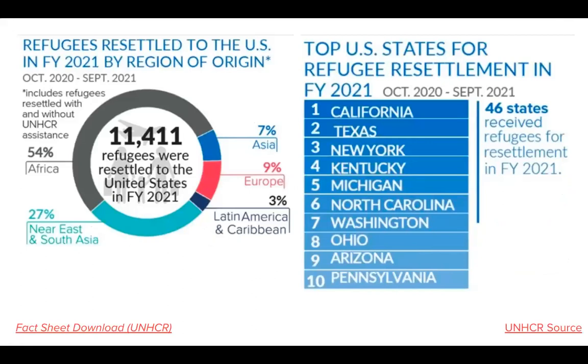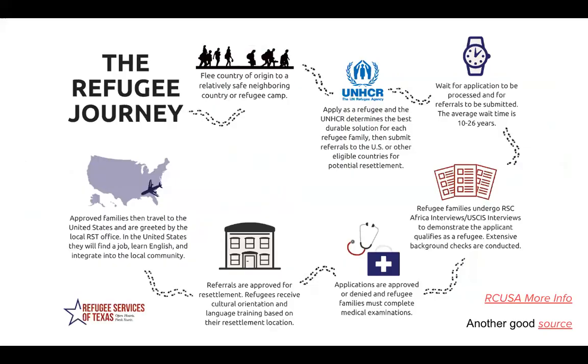All right, so here's a cool fact sheet that's available for download, or part of it. And this is just specifically refugees to the US in the fiscal year 2021. And you can see their region of origin and then top states for resettlement. And there we are, number 10, go us. Yeah, so this is a nice PDF. I always enjoy a good infographic.